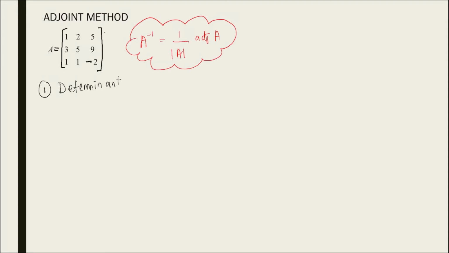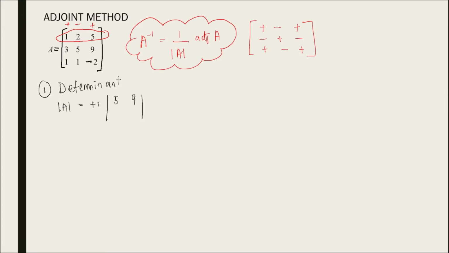And since there is no zero in the element, we can choose any row or any column. So I will choose the first row. And remember, the sign of cofactors in the first row is positive, negative, and positive. And the cofactor signs will go alternately, starting from positive, negative, positive, negative, positive, negative, positive, negative, and positive.